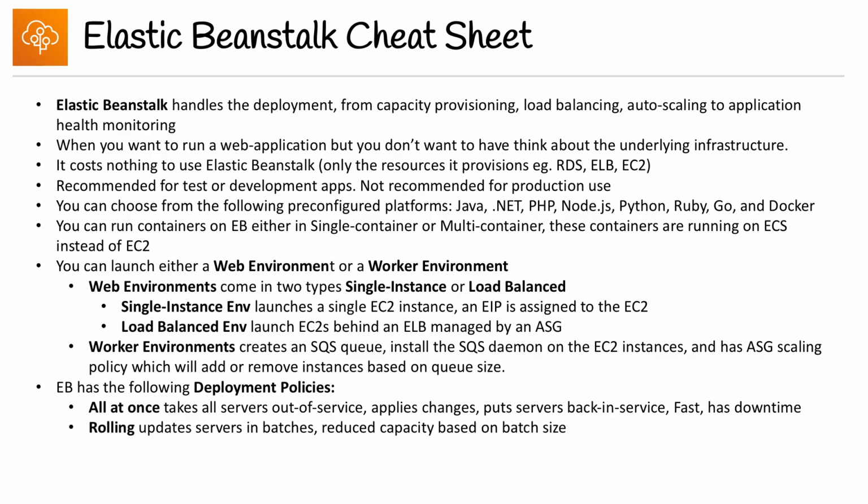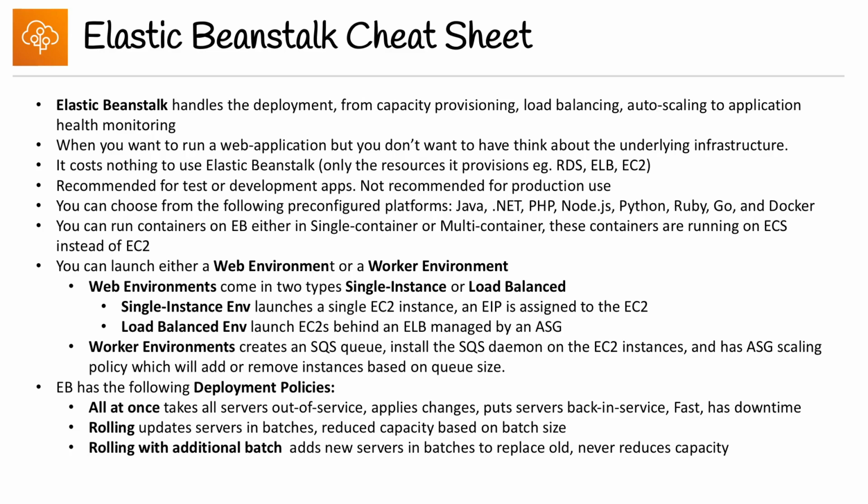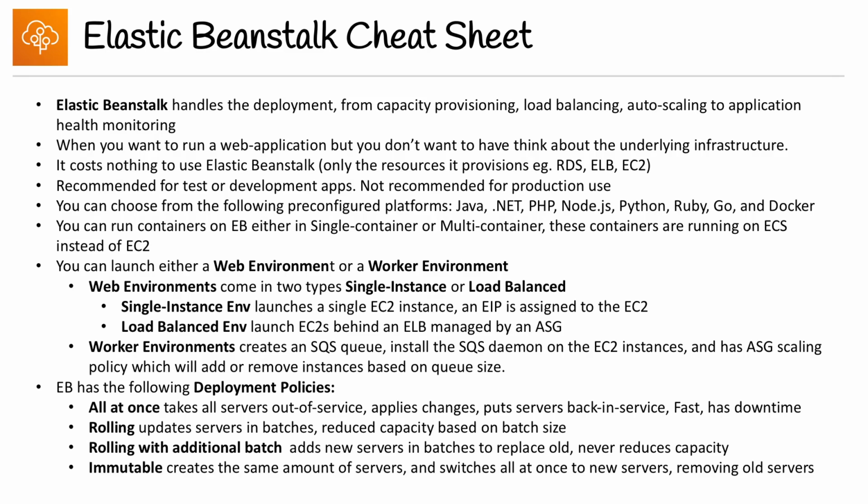Then you have rolling. It updates servers in batches, reduces capacity based on batch size. Rolling with additional batch adds new servers in batches to replace the old, never reduces capacity. Then you have immutable, creates the same amount of servers and switches all at once to the new servers, removing old servers. You really need to know these deployment policies inside and out, so make sure you know the difference. And if you don't know, go back to the lecture content, look at those diagrams, and make sure it clicks.